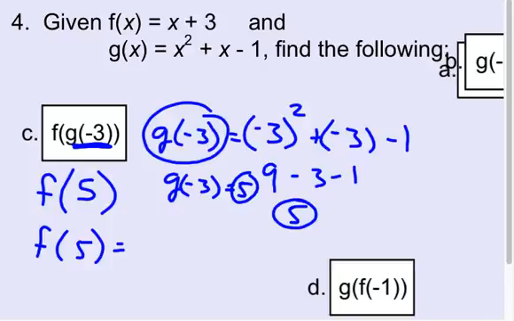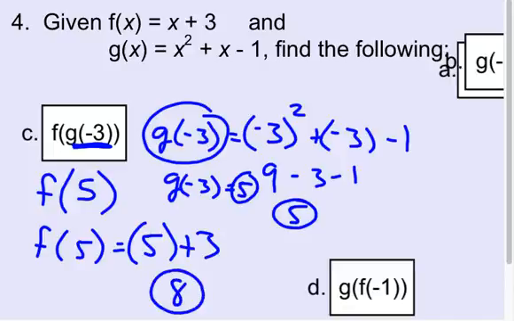So plugging that into x, 5 in for x, plus 3. My actual answer is 8. So yes, we found the 5. G of negative 3 is equal to 5. But we take that and plug that into the f function and find our answer.